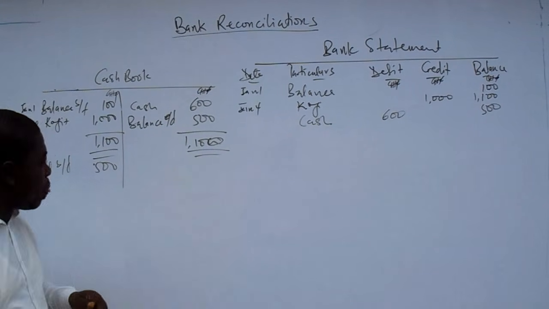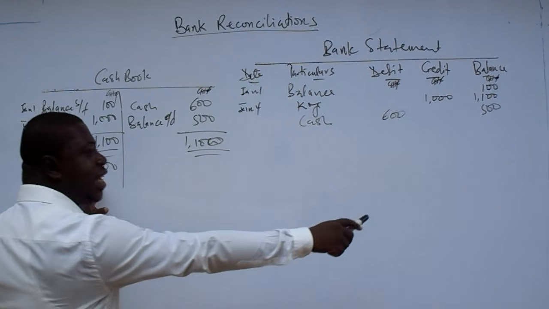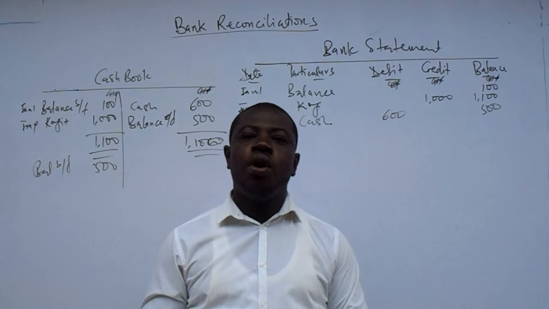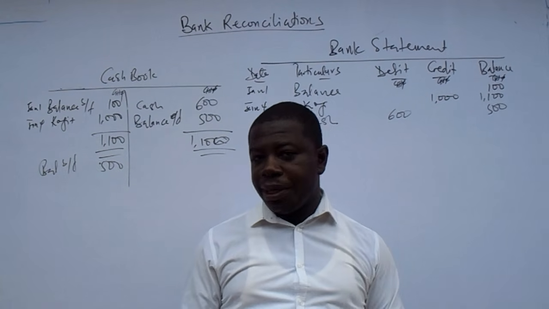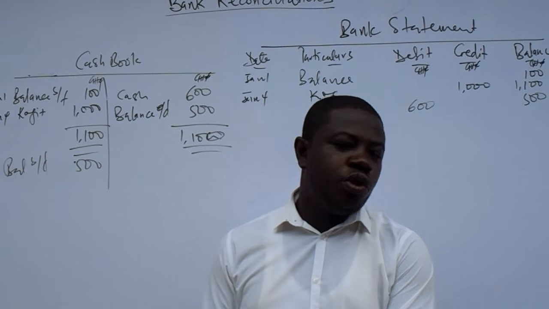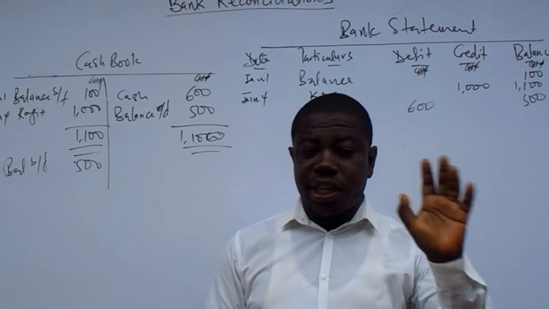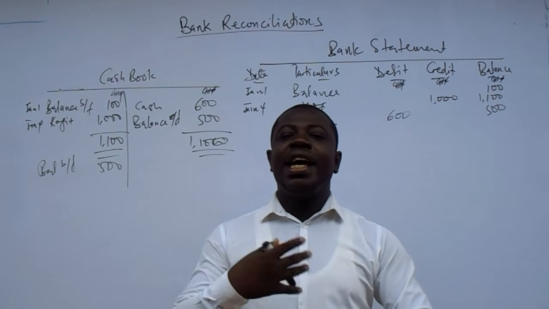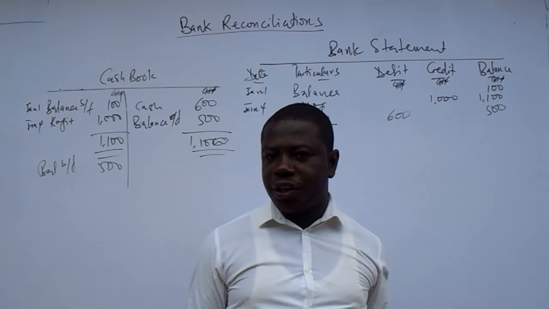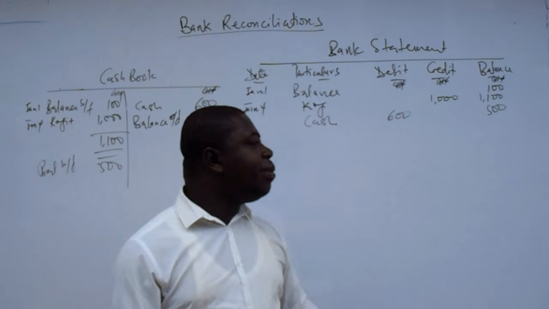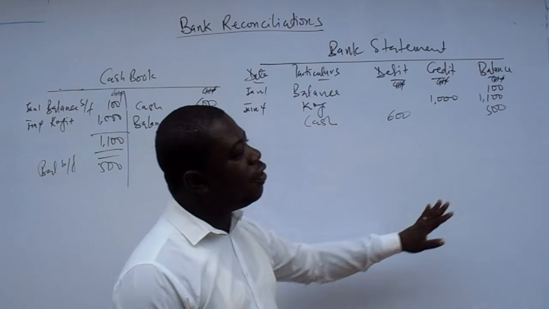And you can see that this balance of 500 is the same as the balance in the bank statement. And so this is what I'm trying to mean, that at every point in time, the balance on the cash book should be the same as the balance in the bank. And we are trying to say that this is not always the case. There are a lot of factors that may cause a difference, and those factors may cause that you may have a different balance here and a different balance there.